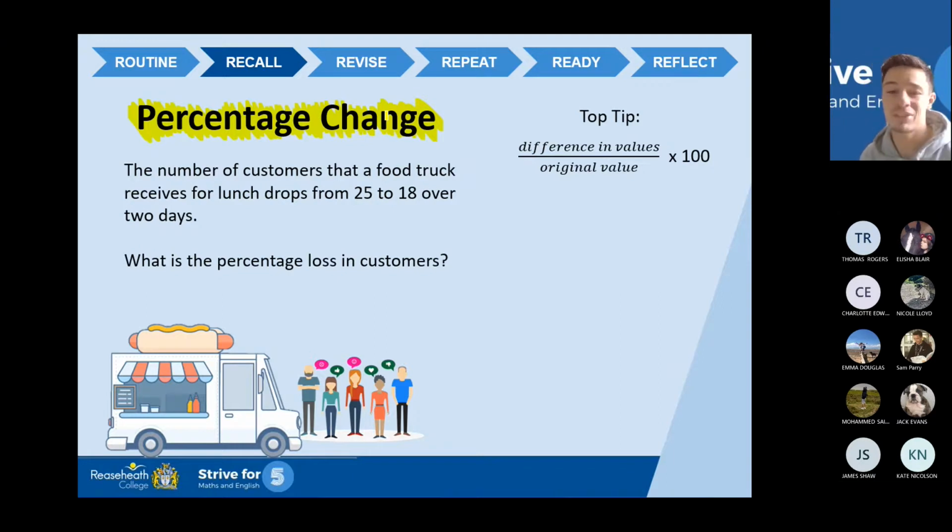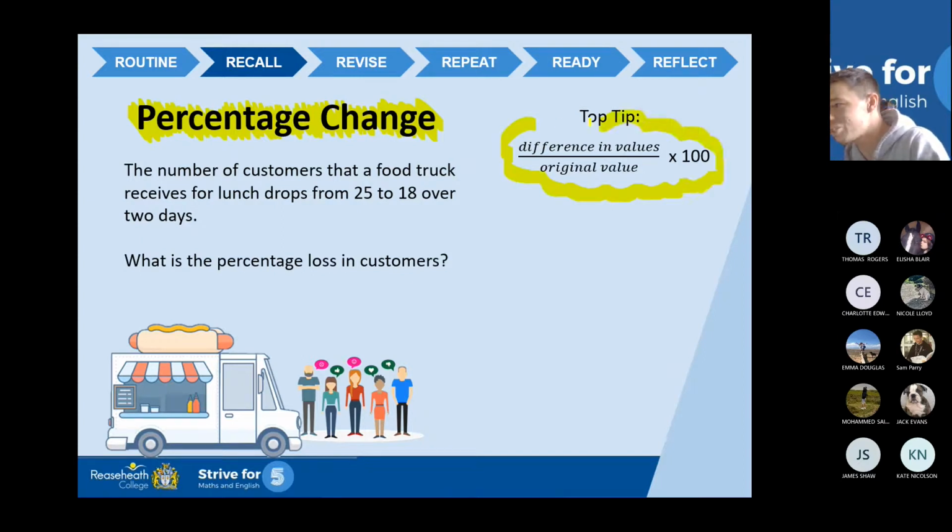Now, there's a strategy for percentage change, and that's this up here. We have to work out the difference between the values. We then divide it by the original value, and then we times it by 100. Now, I have a calculator for this. You guys are allowed to use a calculator for this because I have chosen calculator questions. But step one, work out the difference between the two values. Okay, so they're my values there, 25 and 18. Actually, no. I'm getting ahead of myself. Let me read the question.